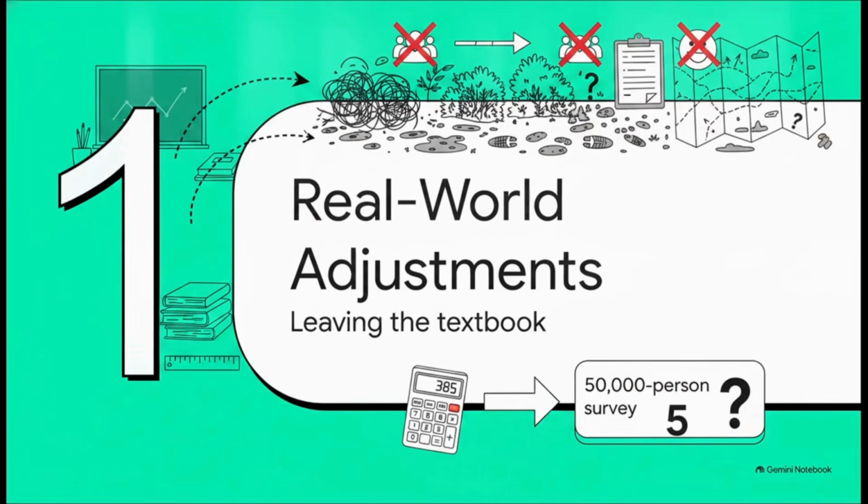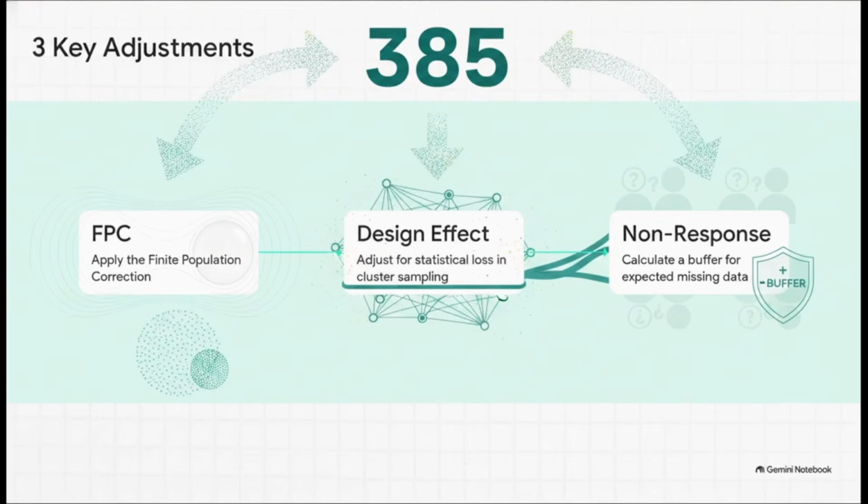Section 1. Real-world survey adjustments. We are officially leaving the textbook behind and moving into some real-world problem-solving. Let's see how this builds. We must now take our baseline number of 385 on a rigorous 3-step adjustment journey. We're going to look at the finite population correction, the design effect, and expected non-response. Each of these steps is going to bend and stretch our target number to make sure it can actually survive contact with the real world.